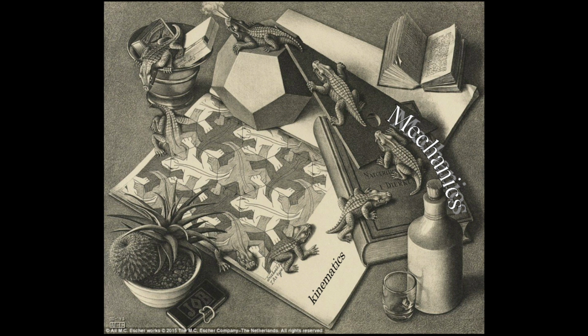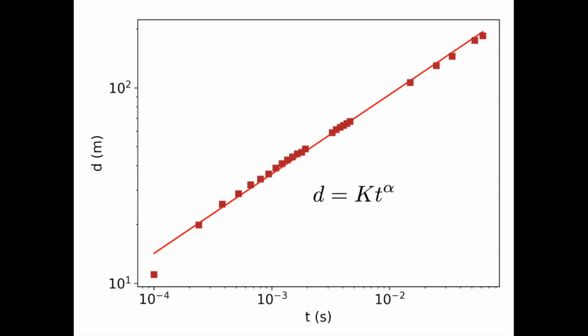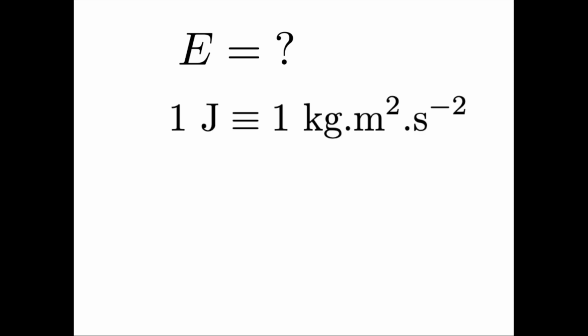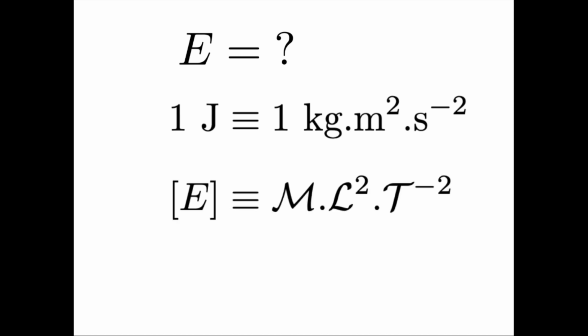Let's illustrate this with Taylor and Trinity. Taylor went through the trouble of computing and plotting a curve of the blast radius as a function of time in order to estimate the energy of the bomb. But what is energy anyway? The standard unit of energy is the joule, with 1 joule equal to 1 kilogram meter squared second minus 2. What are the dimensions of energy then? The dimensions are M, L squared, t minus 2.